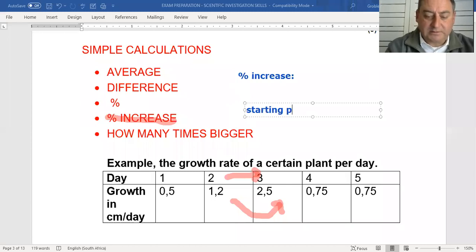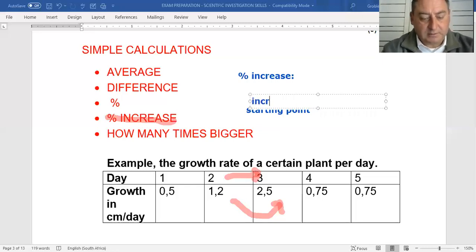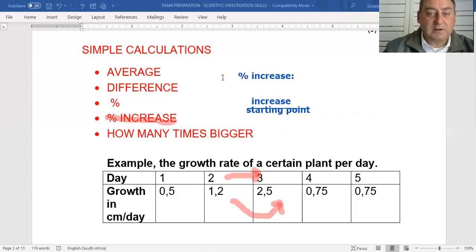The starting point where you start off will be at the bottom. That's always what you put at the bottom. And what do you put at the top? You always put the difference, or the increase or the decrease. So at the top you put the increase. Divide by the starting point, and you always multiply by 100, because it's now a percentage.